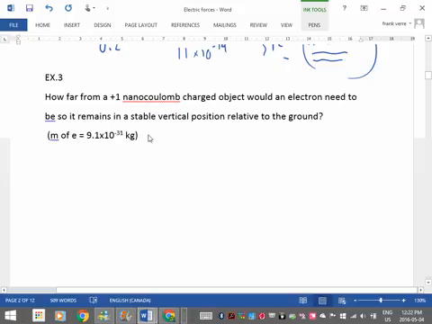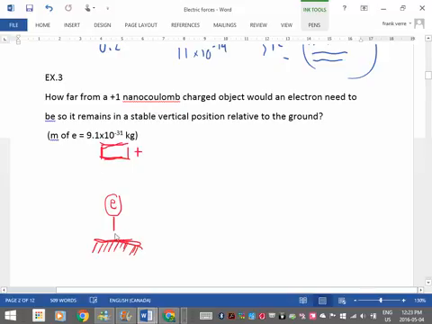So we have an object that is exerting a force. I don't know what the object is, but it's exerting a force. Imagine that this rectangle represents my object, and it's positively charged. And there's an electron that's floating in air, and this is the ground. Now the electron is balanced, so it's not moving down, it's not moving up.